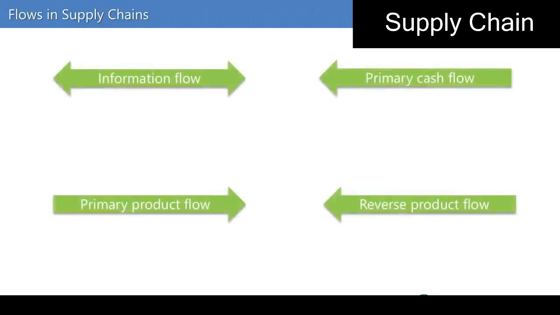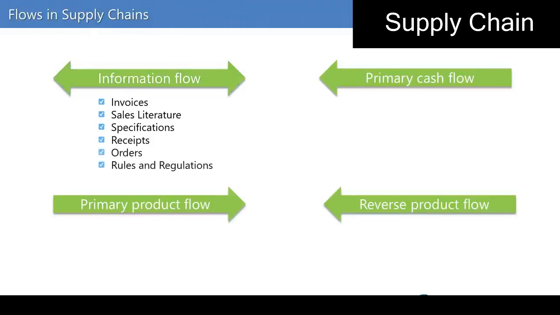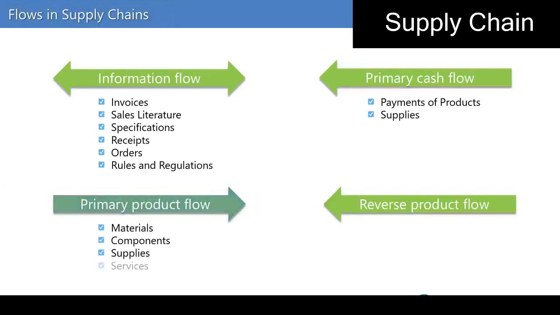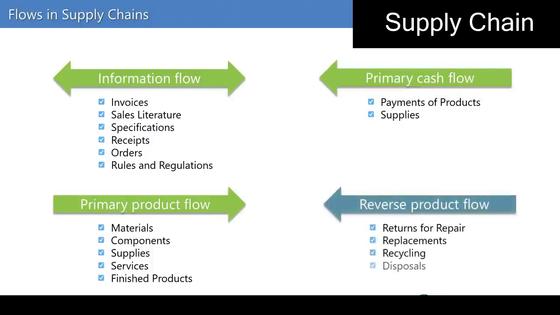Flows in supply chains. There are 4 flows in supply chains. Information flow includes invoices, sales literature, specifications, receipts, orders, and rules and regulations. Primary cash flow includes payments of products and supplies. Primary product flow includes materials, components, supplies, services, and finished products. Reverse product flow includes returns for repair, replacements, recycling, and disposals.